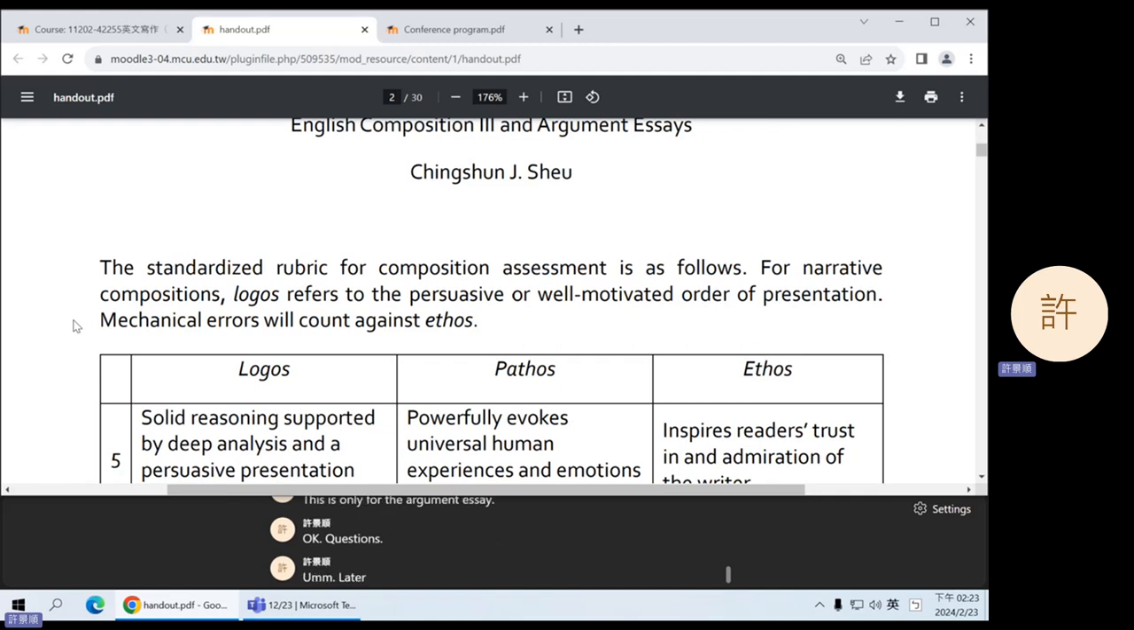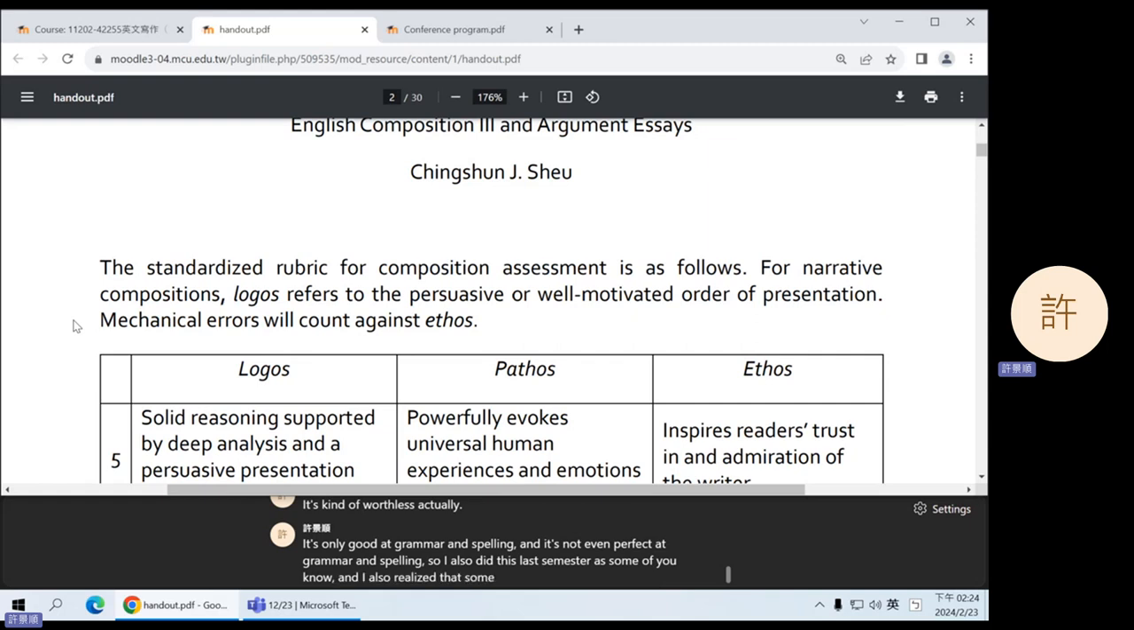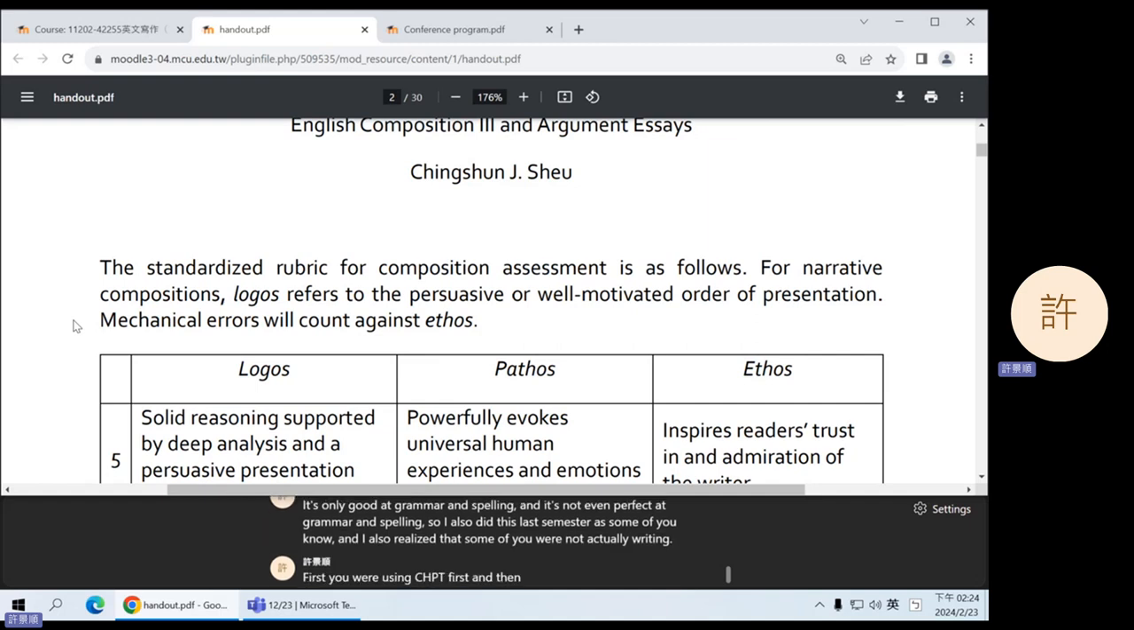Later, you will see that not only is ChatGPT bad at ethos, it's also bad at pathos and not very good at logos. It's kind of worthless, actually. It's only good at grammar and spelling, and it's not even perfect at grammar and spelling. So I also did this last semester, as some of you know, and I also realized that some of you were not actually writing first. You were using ChatGPT first and then adding to it.